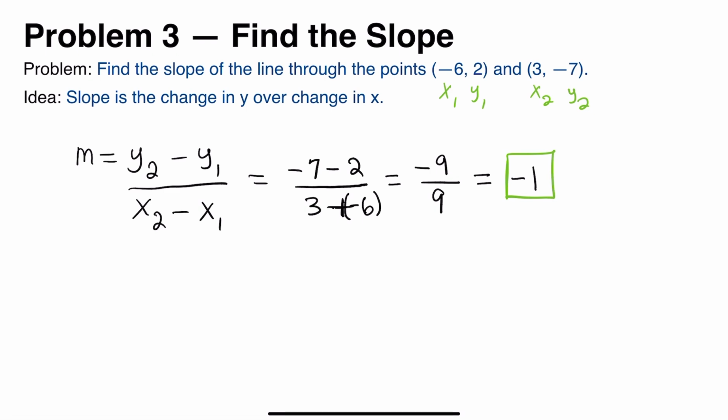Remember, slope is always change in y over change in x. And in problem number 4, we'll use slope again. This time, we're going to find a missing coordinate when we already know the slope.